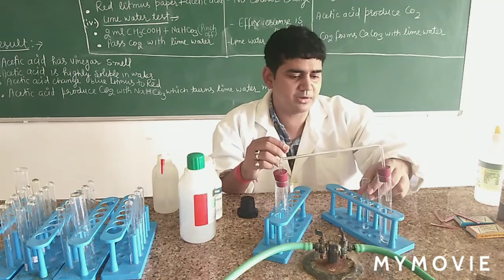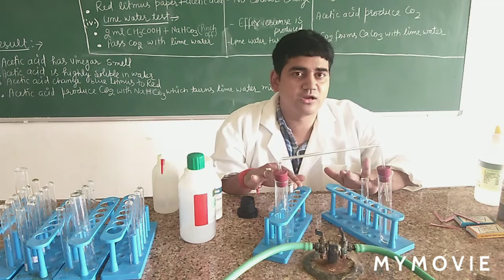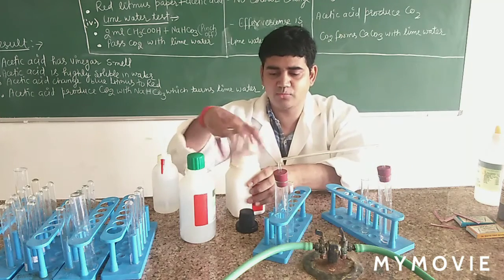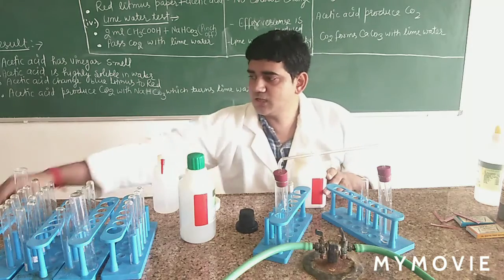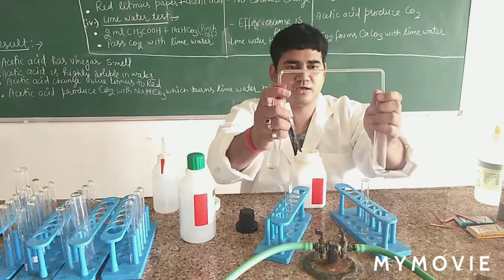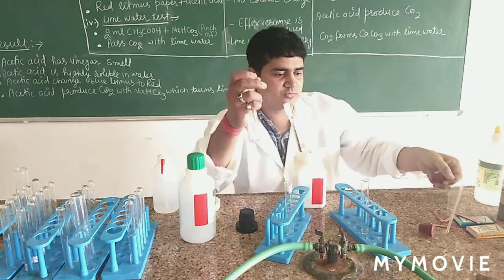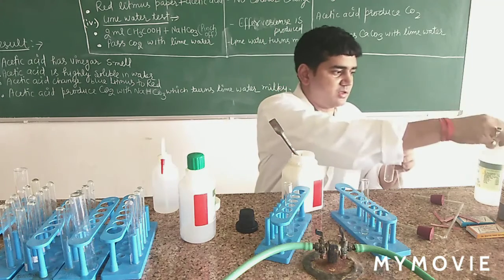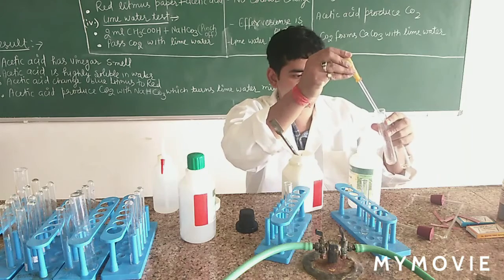Now the last experiment is the lime water test, or reaction with sodium hydrogen carbonate. For this we use sodium hydrogen carbonate, meaning sodium bicarbonate. This is sodium bicarbonate. We take it with the help of a spatula, and we have to set up this type of apparatus: a cork fitted with delivery tubes and two test tubes. In one test tube we use around 10 or 20 ml of acetic acid.